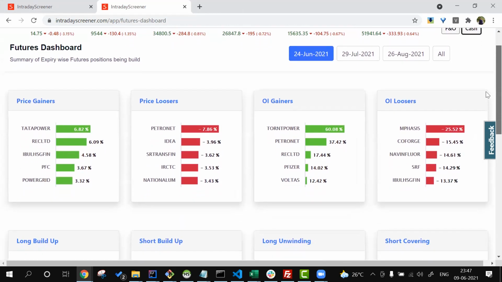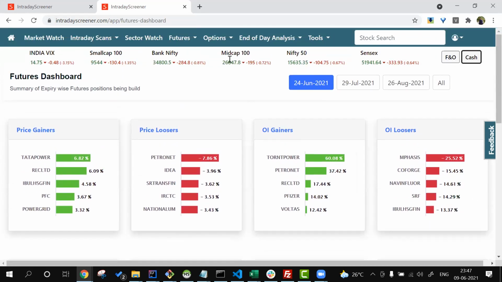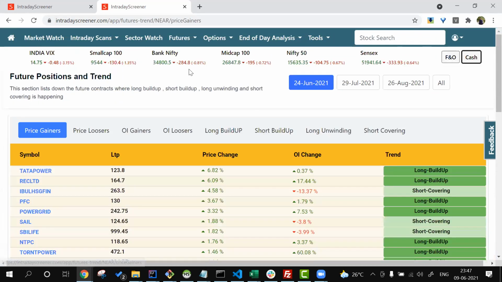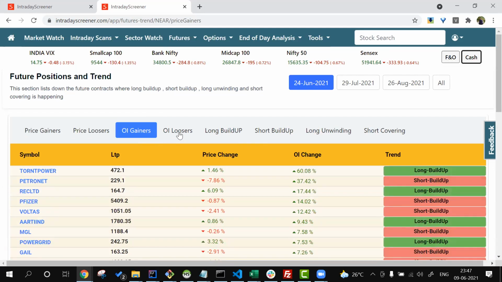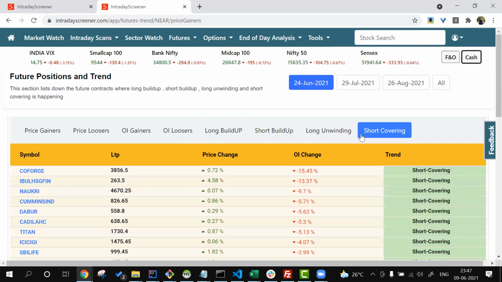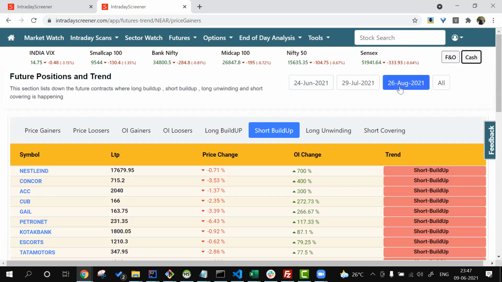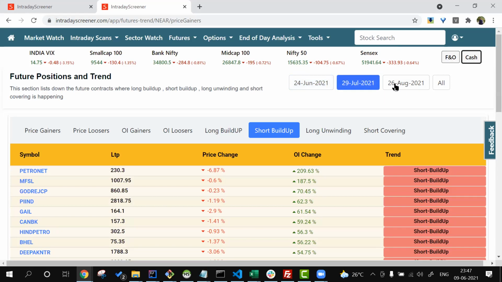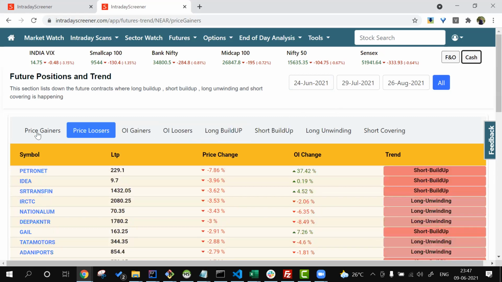the price gainers, price losers, open interest gainers, OI losers, long build up, short build up, long unwinding, short covering, all these stocks. In the futures trend, again you can see all the price gainers, open interest gainers, open interest losers, long build up, short build up, long unwinding, short covering. All these are terms associated with futures trading. You can select the corresponding expiry to see the stocks of that particular expiry, and you can also select all to see the combined open interest for all three expiries for any stock.